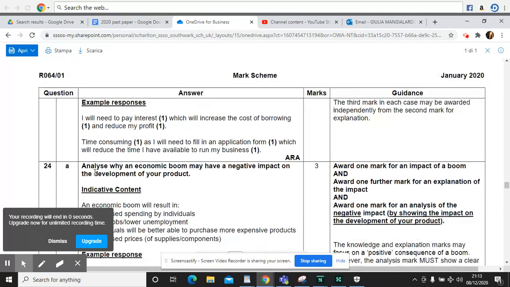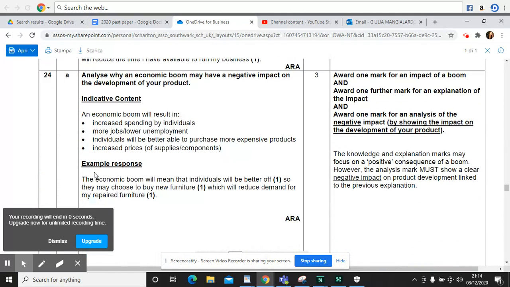Now, the indicative content was any of these: higher spending by individuals, more jobs, lower unemployment, individuals are able to purchase more expensive products, etc. You could have also said that an economic boom will mean that individuals are better off, so they may choose to buy new furniture. So remember that you can always connect that to the second chance business. This will reduce the demand for repaired furniture, so secondhand furniture. That's actually a really good way of doing this. So if you feel like you've gotten 3 marks for this, then please award yourself the 3 marks.